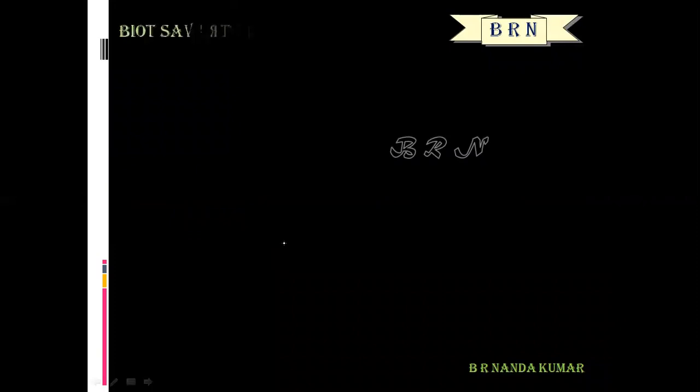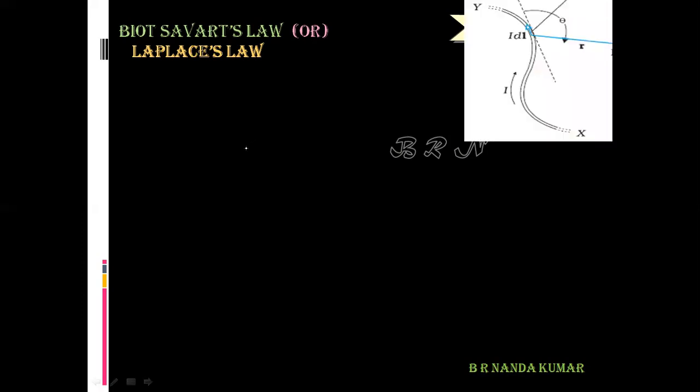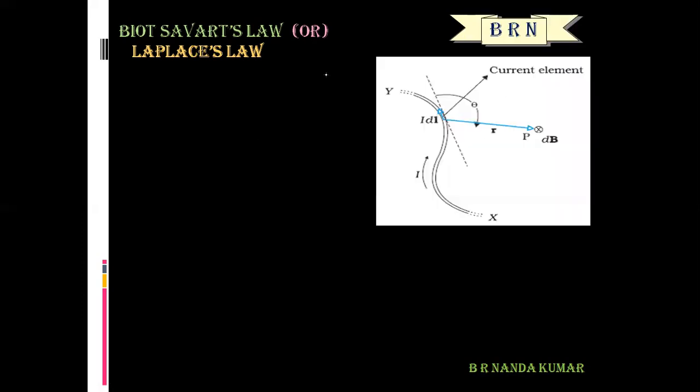Biot Savart's law is also called Laplace's law. Actually, this law gives the magnitude of magnetic field around a current carrying conductor. So the magnitude of magnetic field around a current carrying conductor can be determined by using this law. What is the significance of Biot Savart's law? It gives the magnitude of magnetic field around a current carrying conductor.